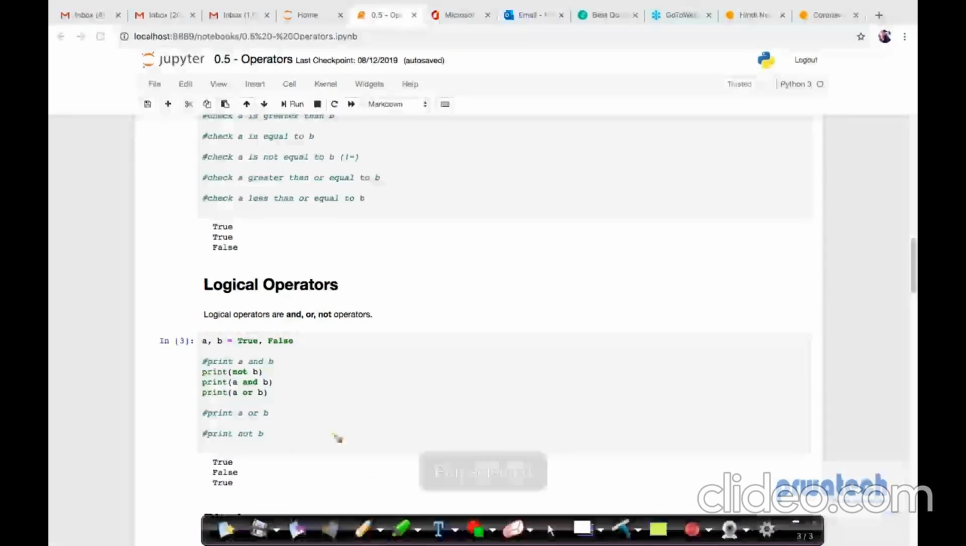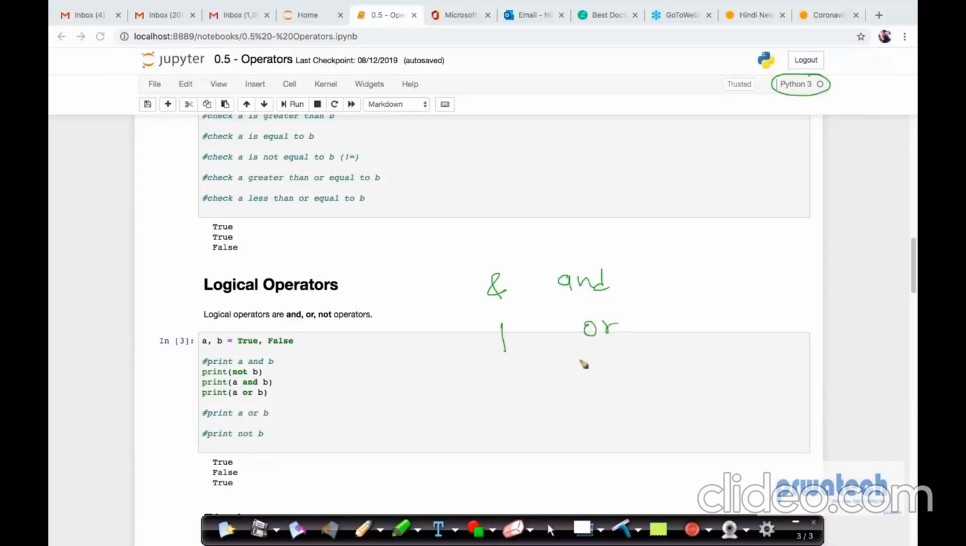Logical operators. And one thing to remember, we are currently in Python 3. So Python 3 will not understand the sign. This is also AND. This is OR. And this is NOT.